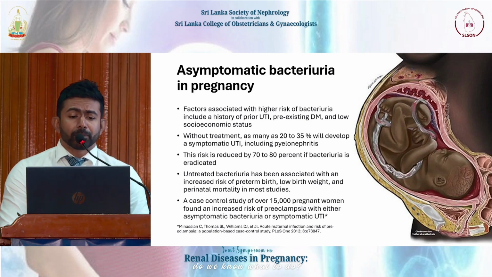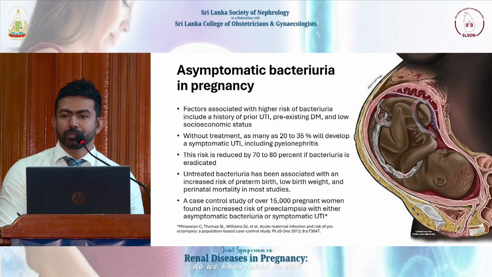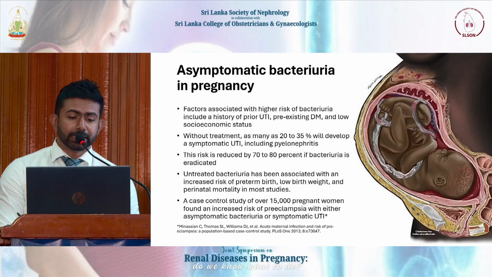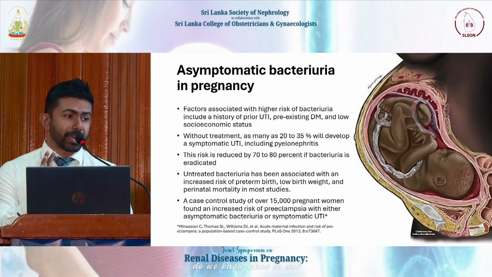So what are the other problems? Is it only related to getting a UTI in pregnancy? Not really. Asymptomatic bacteriuria is known to be associated with pregnancy complications such as preterm birth, low birth weight, and also perinatal mortality. There are a lot of studies which have shown the importance of recognizing and treating bacteriuria early. And there is a case control study involving 15,000 pregnant women, which has shown an increased risk of preeclampsia as well related to bacteriuria.